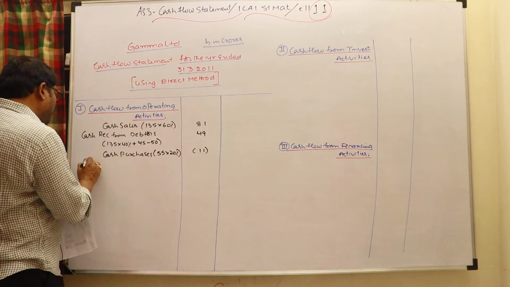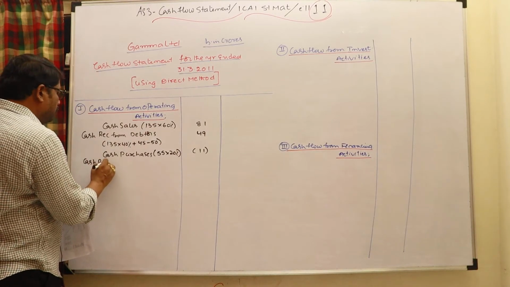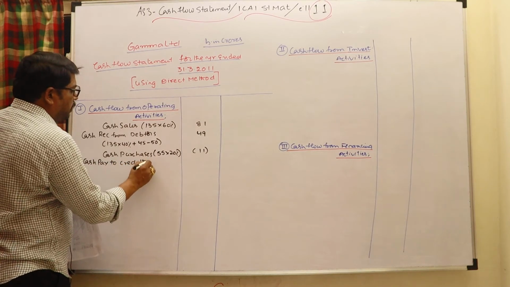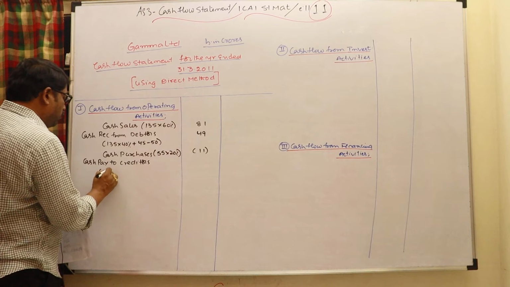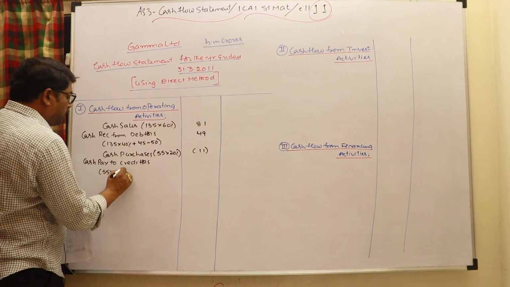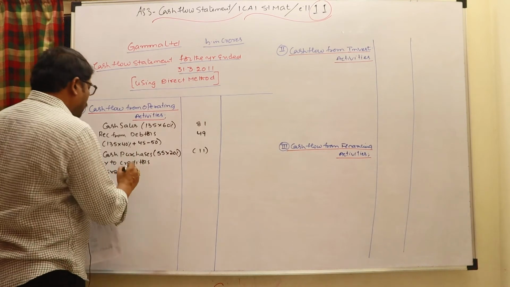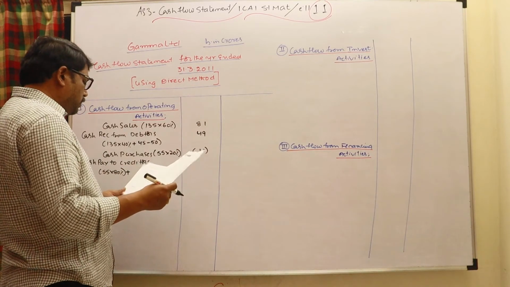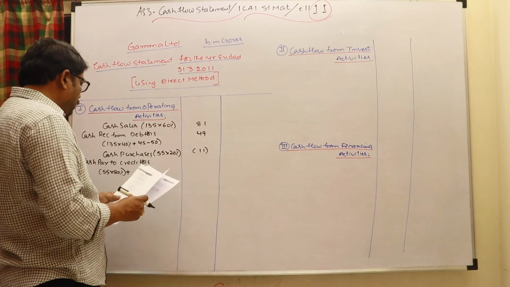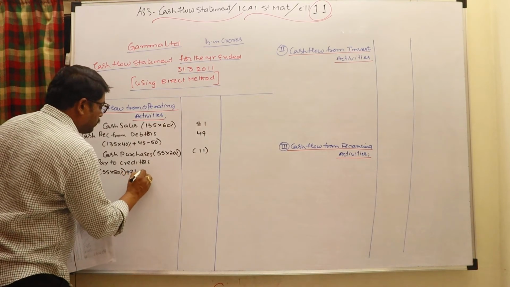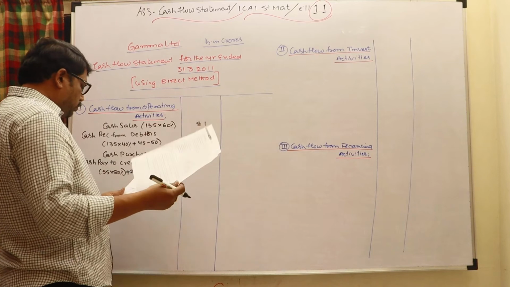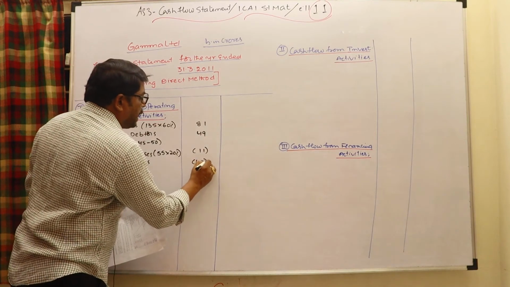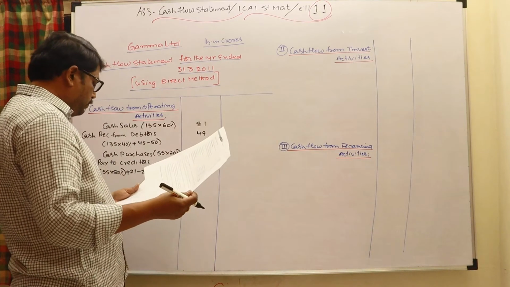Cash payment to suppliers or creditors: 55 into 80%, this is the credit purchase made during this year. For this you add the opening creditor and deduct the closing creditor, plus 21 minus 23. So the resulting amount you may write here is 42 outflow. Cash paid to the suppliers is 42.